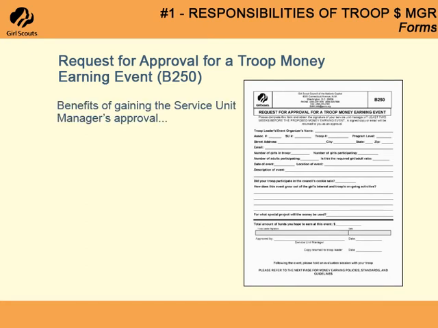Requesting approval for a money-earning event allows your service unit manager to prevent overlap of similar events in one area, say if two troops were trying to hold car washes in the same town on the same day. Providing your service unit with information about what you are doing gives them an opportunity to highlight your achievements at service unit meetings and to share interesting or profitable ideas with others in the service unit.